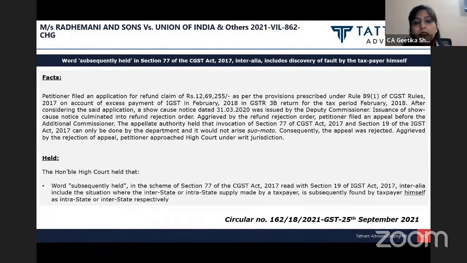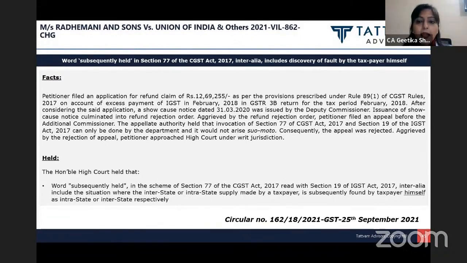To clarify this confusion, there was a circular issued by the government in September 2021, clarifying that the word 'subsequently held' will also cover the scenarios where the taxpayers have suo moto identified this kind of glitch or error at their end. They can very well pay the correct taxes and claim the refund.